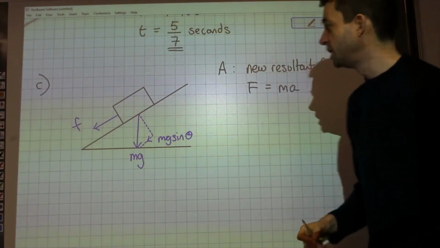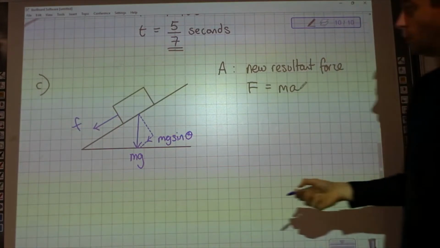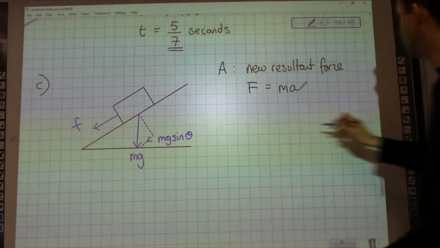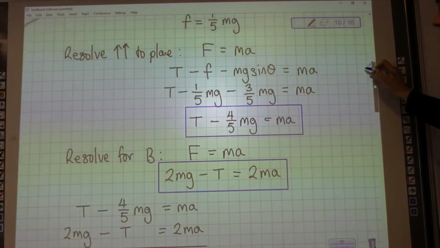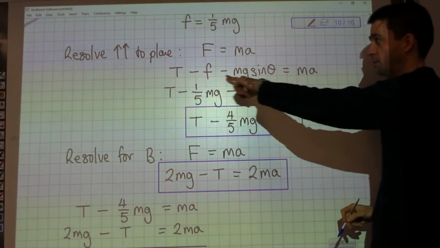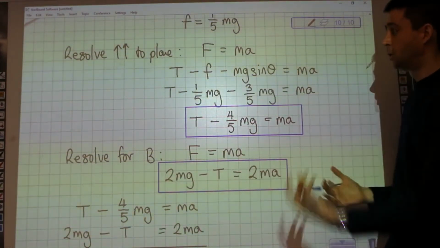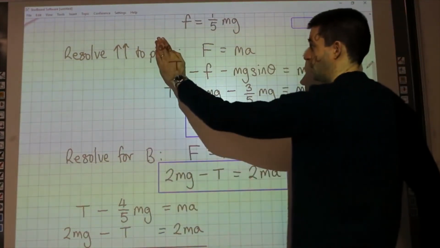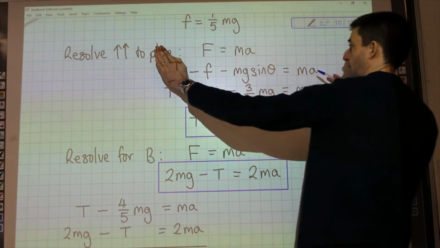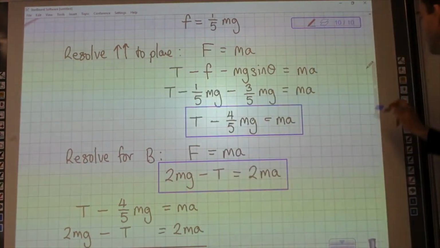So resultant force equals mass times acceleration. What we have is, we don't have T anymore. So if I go back to what we did in part A, this was our equation of motion for A. What's happened now is, because B's hit the floor and the string's become slack, we've no more tension, and that's what we're left with. So I'm going to go with that.